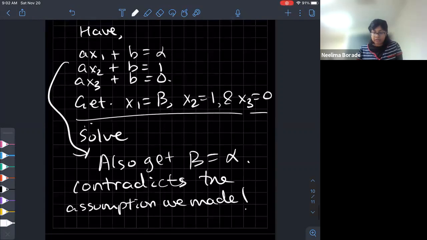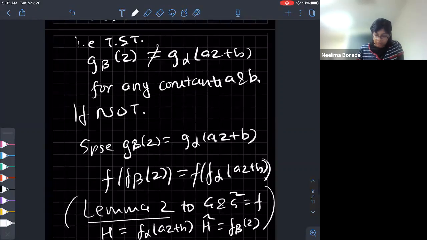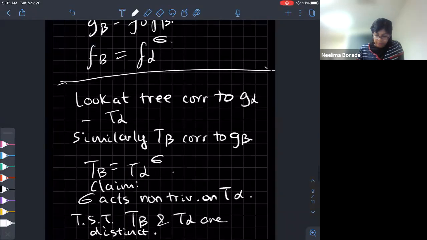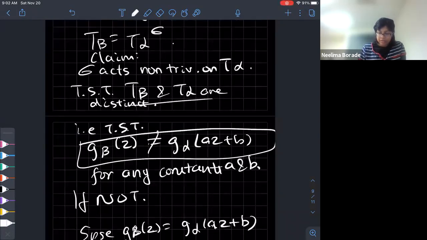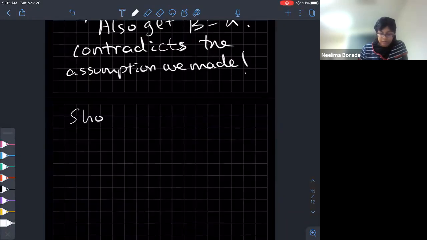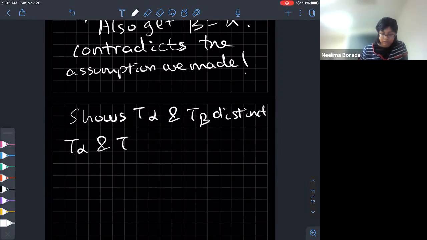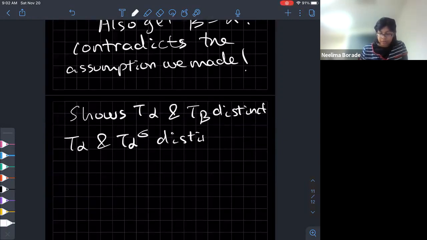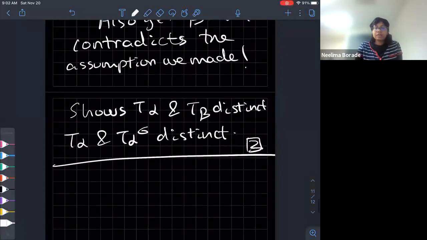And so the point is that you can't have this equality of the G's, which means that the trees are distinct, and this shows that T alpha and T beta are distinct, or in other words, T alpha and T alpha sigma are distinct. And so we found the required tree. Okay, questions about this? It's okay, fine. What next?